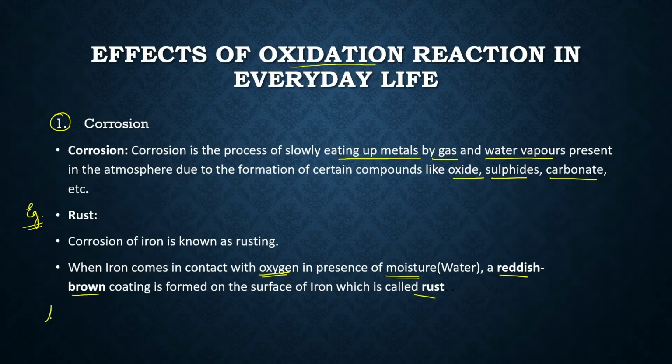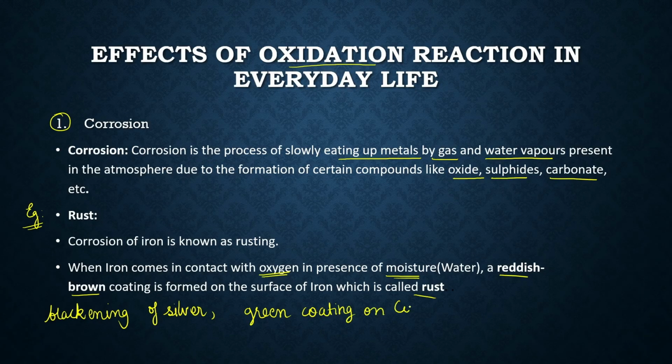Now the black color on silver, the blackening of silver, is nothing but corrosion of silver. And the green coating on copper is an example of corrosion of copper. So these two are few more examples of corrosion. So it would be better if we find some alternatives or if we prevent corrosion.